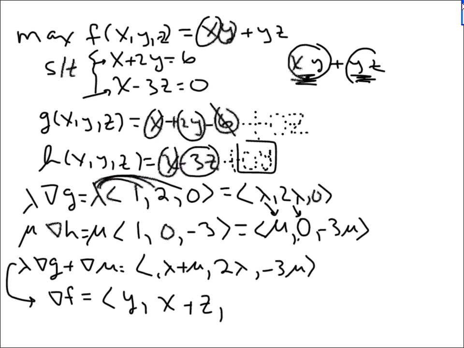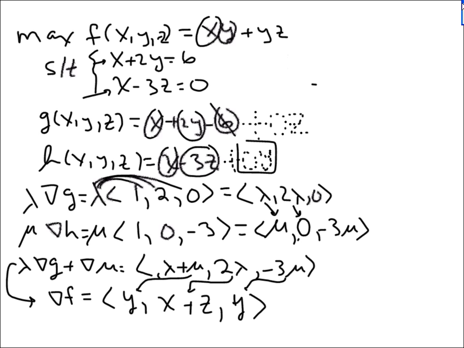Partial, only this has z in it. The partial with respect to z is y. We want to set these last two equal. That is, lambda plus mu is x, 2 lambda is x plus z, and negative 3 mu is y. Okay, let's write this up in the corner up here. Then we solve for x, y, and z.